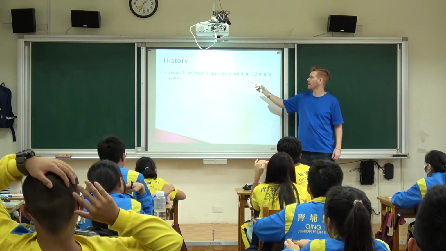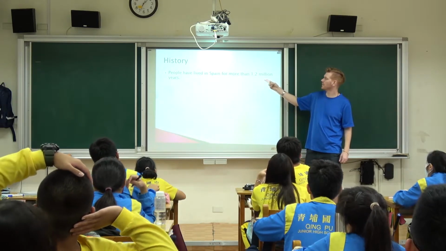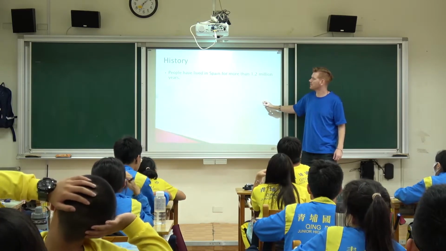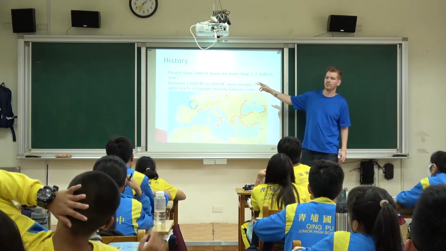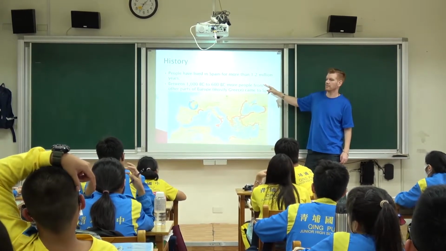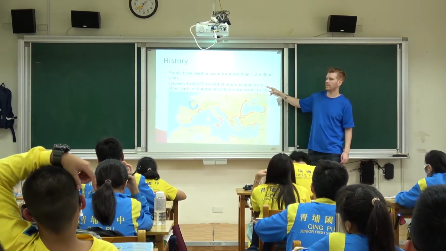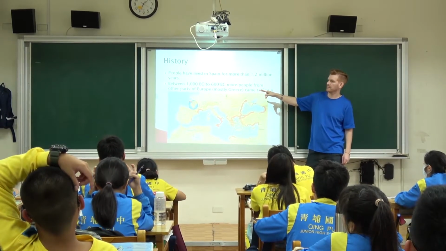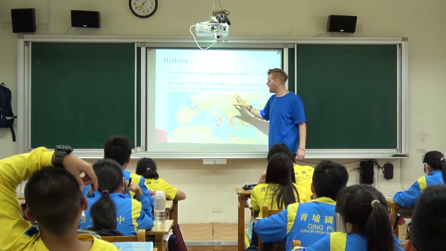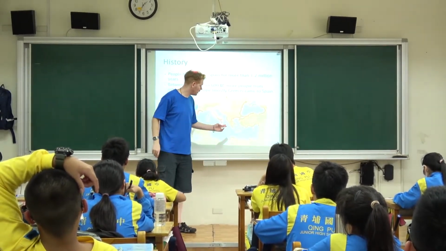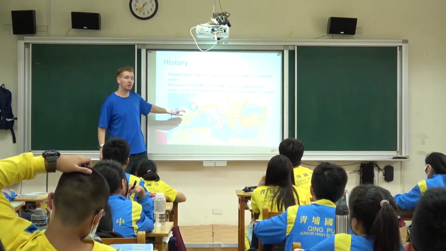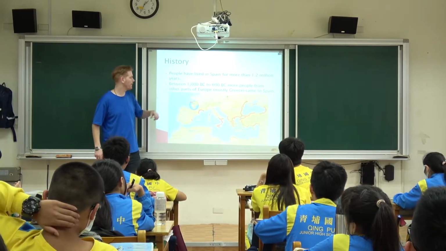People have lived in Spain for more than 1.2 million years. From 1000 BC to 600 BC, more people from other parts of Europe came to Spain. So from the other parts of Europe, lots of people from Greece, they all went to Spain.